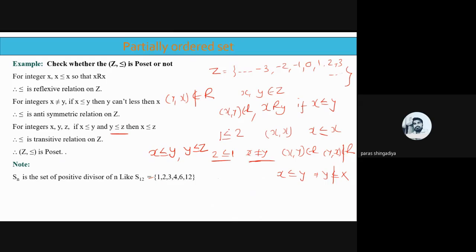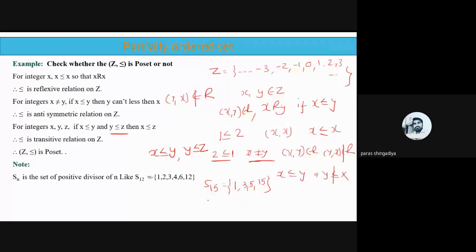And if we consider another value, let us take 15. So how many values are divisors of 15? First is 1, then 3, then 5, and then 15. Clear? So these are the divisors of 15.